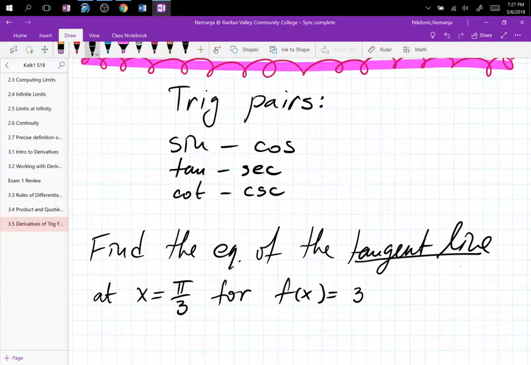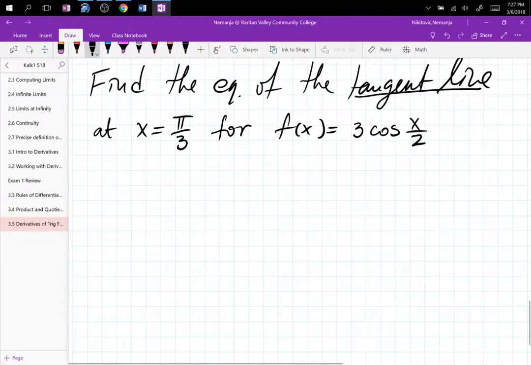3 cosine of x over 2. Is that good? Yeah, x over 2 is good. So x over 2 is the same as 1/2 times x. And you know what to do with a, because you know what you did with a for ease.